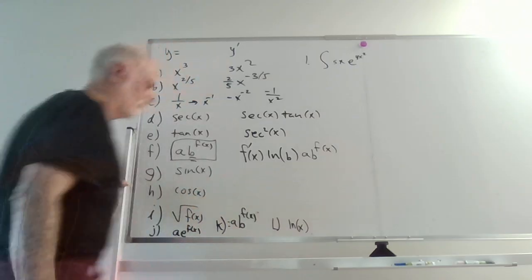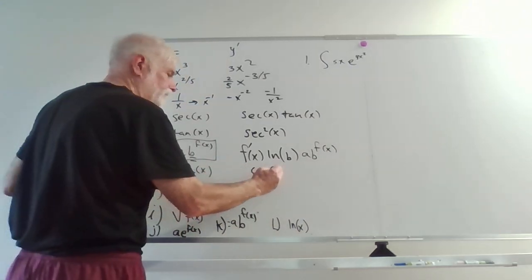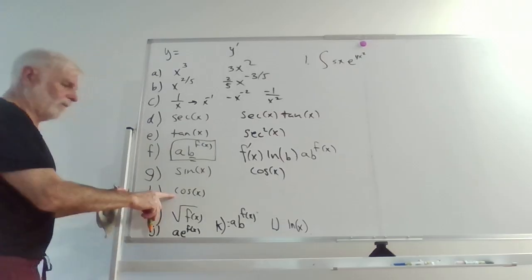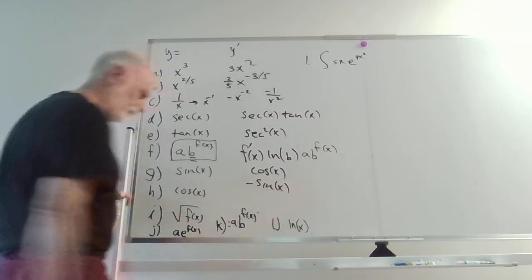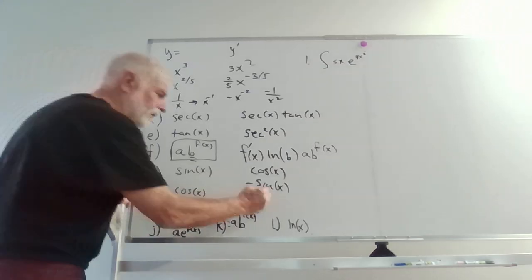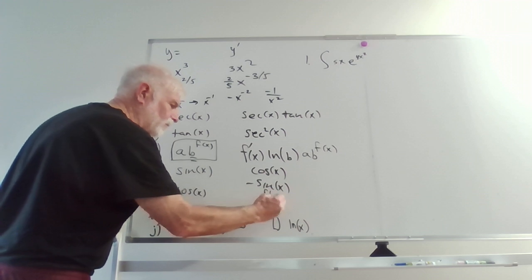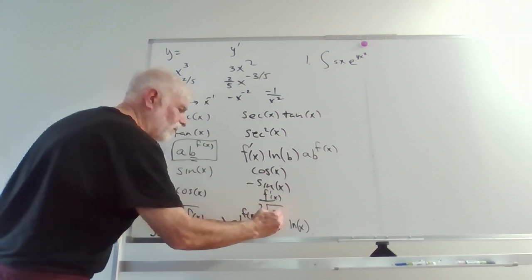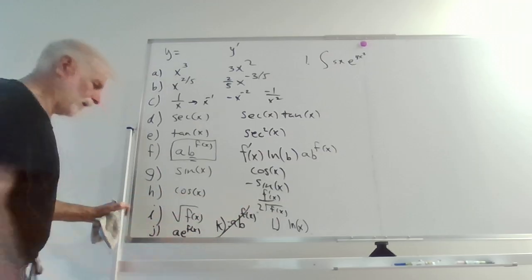All right. Derivative of sine is cosine. Derivative of cosine is minus sine. Derivative of the square root of f of x is 1 over 2, is probably, f prime of x in the numerator, 2 times the square root of f of x in the denominator. Okay, I did that one already.